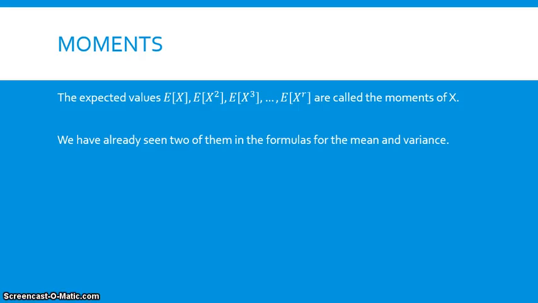First of all, I'll begin by defining moments of a discrete distribution. In our last lesson, we learned how to find the expected value of any function of a random variable x. If we consider the functions x, x squared, x cubed, and so on, the expected values of these functions are called the moments of the distribution of x.